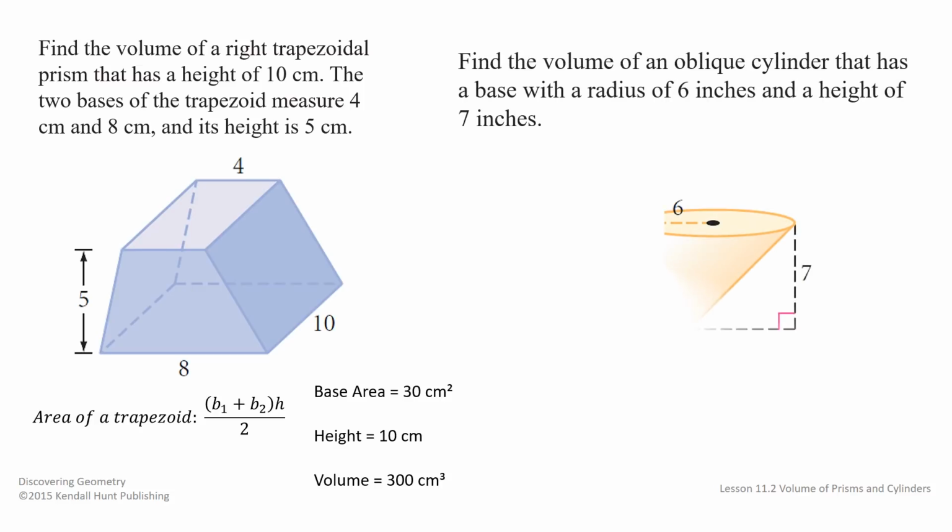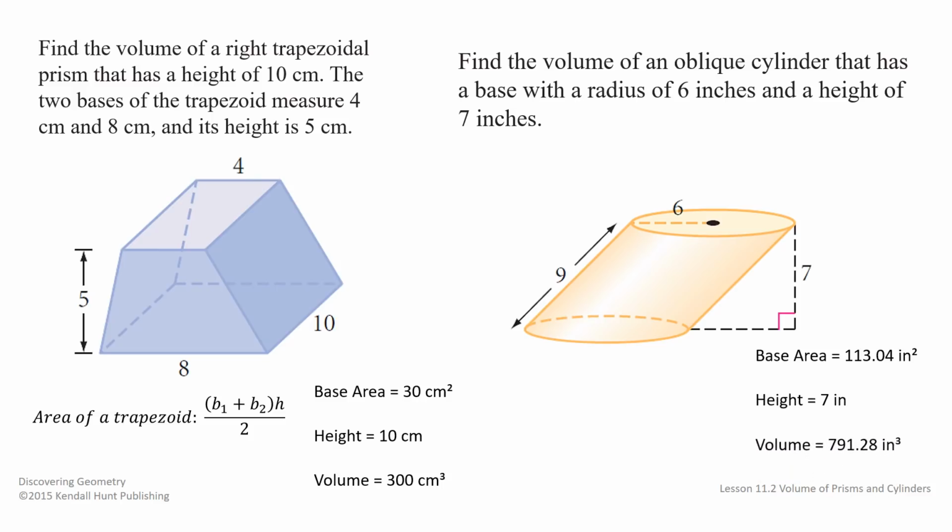Here we have an oblique cylinder. So this cylinder is kind of like the Leaning Tower of Pisa. It's slanted. We have a radius of 6 and a height of 7 inches. So again, area of a circle, pi r squared. So that means 6 squared, which is 36. 36 times 3.14 gives you a base area of 113.04 square inches. Our height is 7. So you multiply the two together, and that gives you a grand total of 791.28 cubic inches.